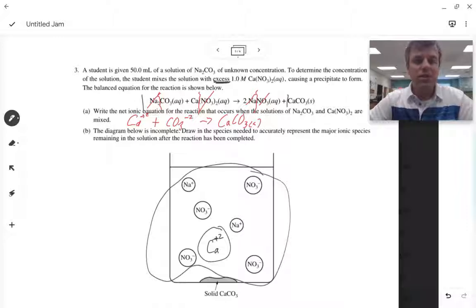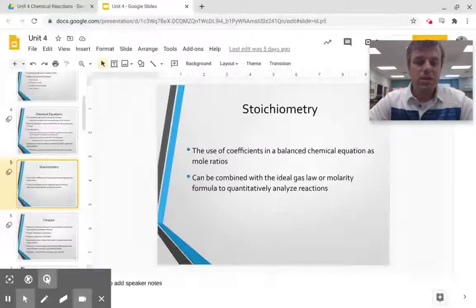So this was actually on the 2019 AP Chemistry exam, was that question. So I hope this helps a little bit with your understanding of stoichiometry and limiting reactants, and hope you'll have a great day.